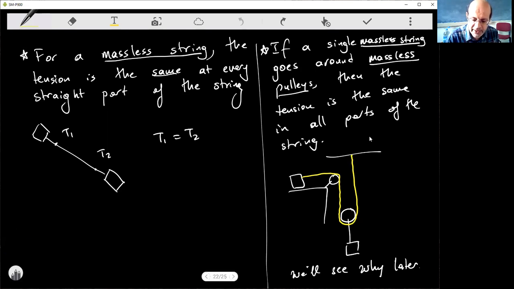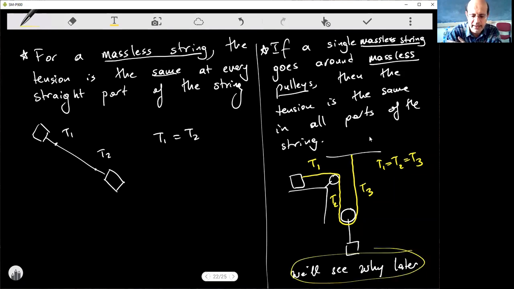If a single massless string goes around massless pulleys, then the tensions in different straight parts of the string should be the same. So these 3 tensions, for example, T1, T2, and T3, must be equal to each other, only if the strings are massless. We will see the reason why later. So for now, we just accept this. That means with massless strings and massless pulleys, we can safely say that the tension has the same value everywhere.